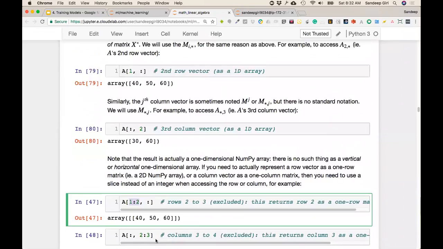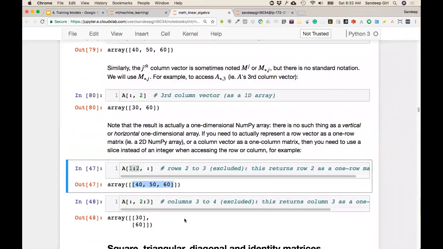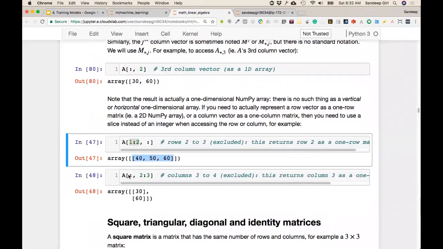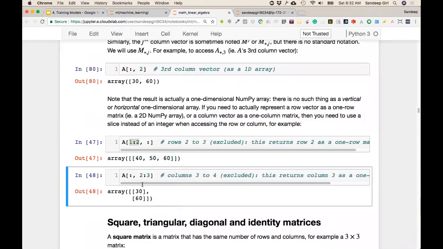So this will give us the second column, meaning the column at index 1, row at index 1, not column. So using this kind of notation, we can extract the columns and the rows.